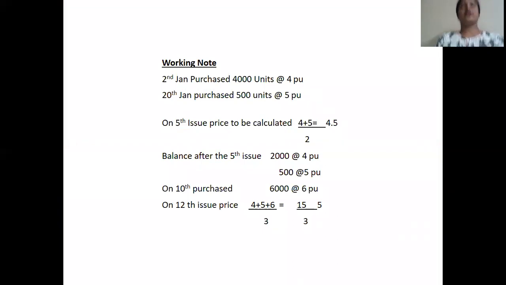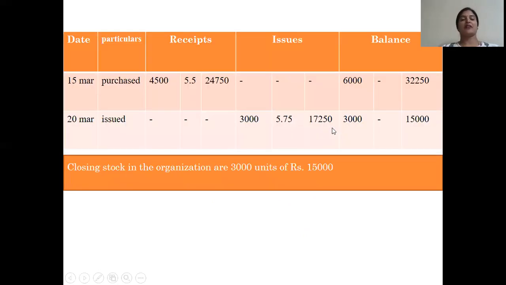On 5th, the issue price should be calculated like this. On January 2nd, you have purchased. What is the cost per unit you have? 4 we have. Take that 4 here. On 20th, we have purchased 500 units at the rate of rupees 5. So 4 plus 5, how many lots we have here? 2 lots we have purchased. So divided by 2. So 4 plus 5 is equal to 9 divided by 2. You are going to get the cost price as 4.5. This is the price we have mentioned here.